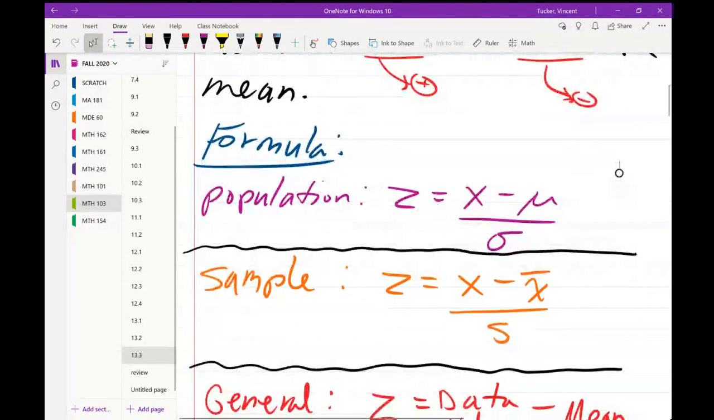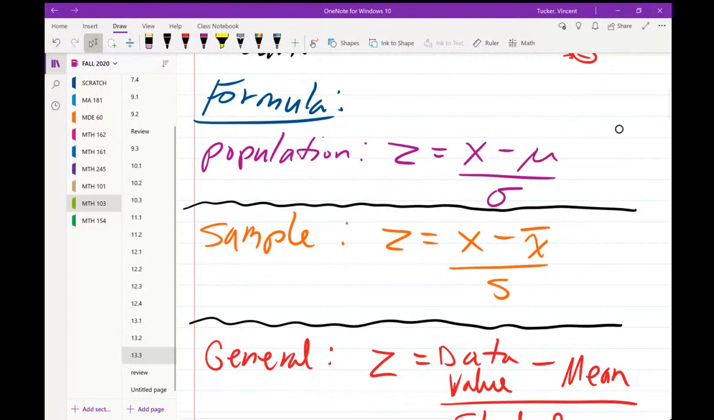Once again, since I have this stuff already written out, if I scroll up too fast, you got to let me know.